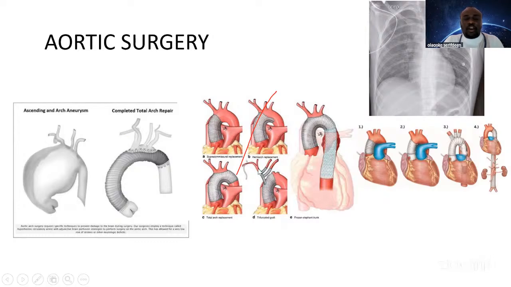So depending on where the bulge is, your patient can have it at the root of the aorta. It could be at the arch of the aorta. It could be the ascending part. It could be descending, depending on wherever the bulge is.